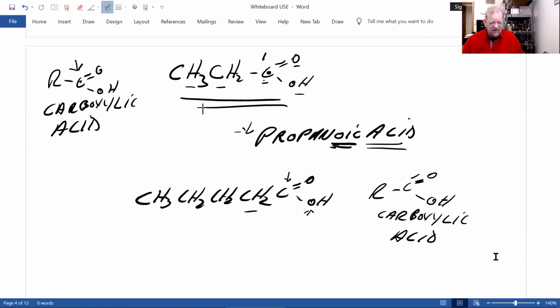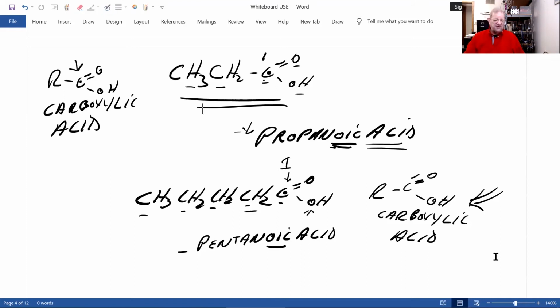Remember, count the carbons in a chain, including the carbonyl carbon, carbon double bond to oxygen. 1, 2, 3, 4, 5. 5 carbons, as you know, is pentane. Since we have a carboxylic acid, drop the E at the end, add OIC and the word acid. Since this is always carbon number 1, everybody knows that, no number, I'm done, pentanoic acid. Ooh, let's try another one.